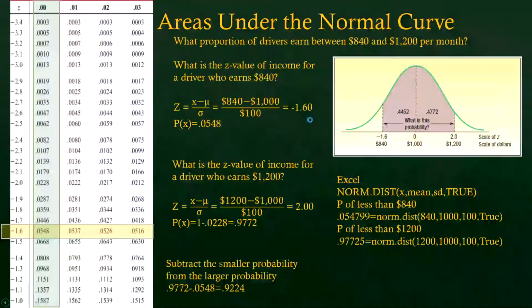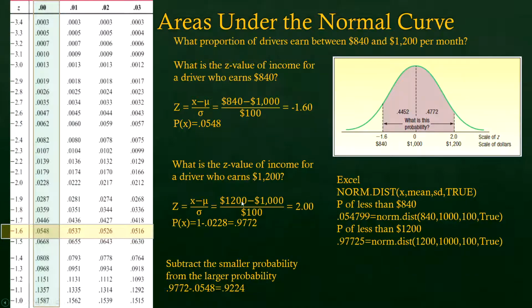Okay. So we've got right here the proportion between 840 and 1,200. We can find the z value. So let's find the z value for 840. 840 minus 1000 divided by 100 is going to be a z value of negative 1.6. So we find negative 1.6, and that right there is the probability of being below negative 1.6, which is 0.0548.